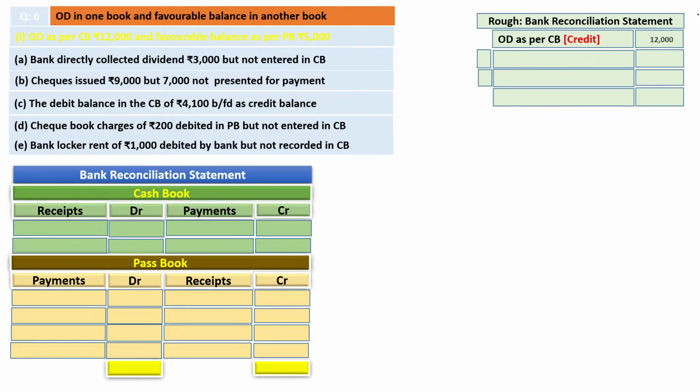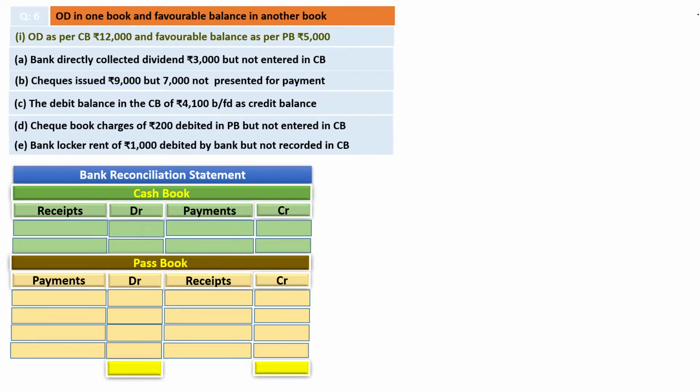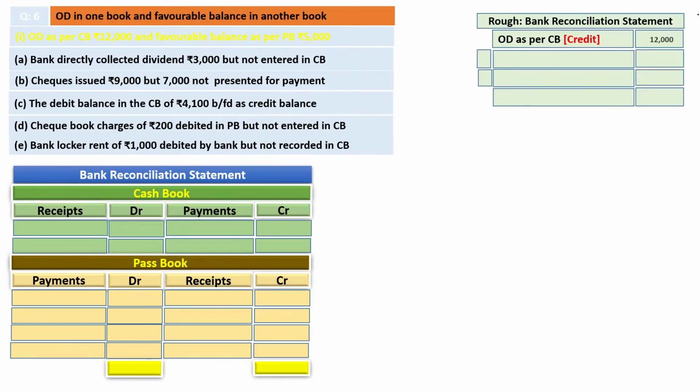We are aware about that value which is 5,000 rupees, isn't it? So 5,000 rupees. I just post the 12,000 rupees here. Overdraft balance as per cash book 12,000 rupees. Now, first point: bank directly collected dividend rupees 3,000 but not entered in the cash book. The banker could have posted that value in the receipt side as per the standing instruction without my knowledge, so I have not recorded it in my cash book, and it is recorded only in the passbook.